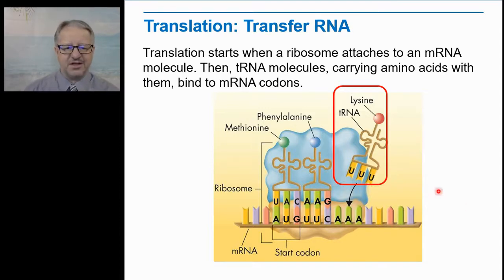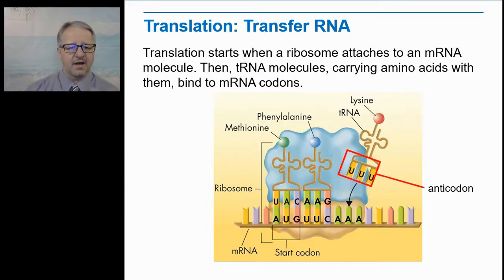Okay, once that attaches, then the ribosome creates a bond between the amino acids. So it keeps adding more and more amino acids until it gets to a stop codon, and then it stops adding amino acids at that point, and it is now considered a particular protein, depending on the string of amino acids that have been added. So there's the anticodon right there. That's going to be a part of every tRNA molecule.